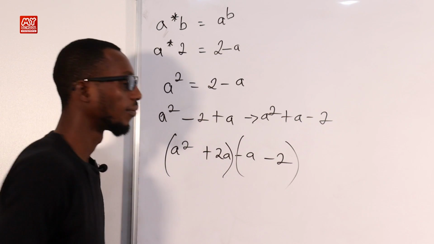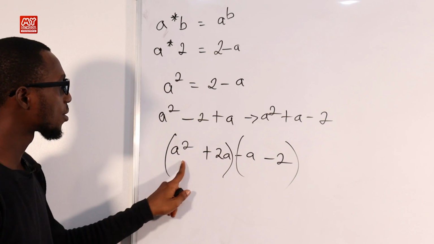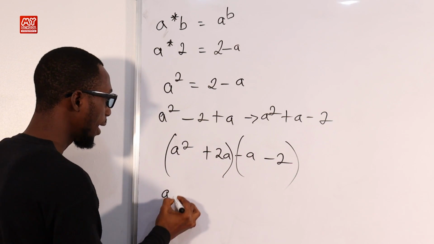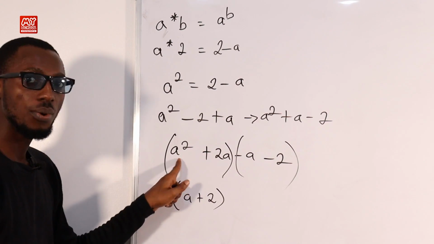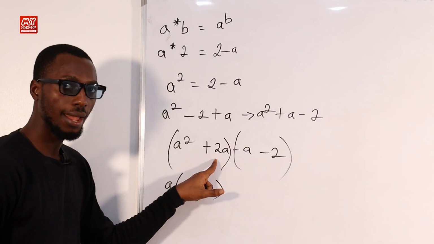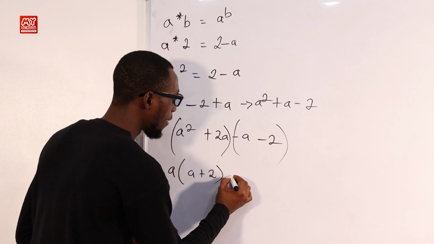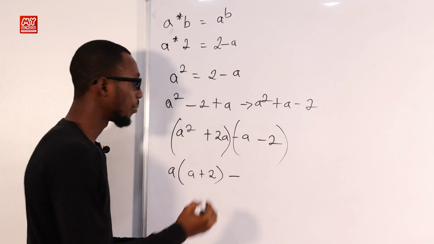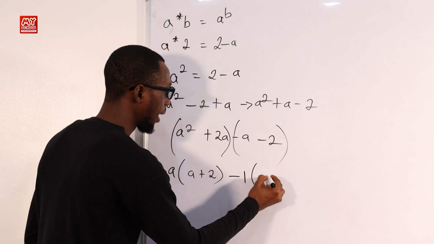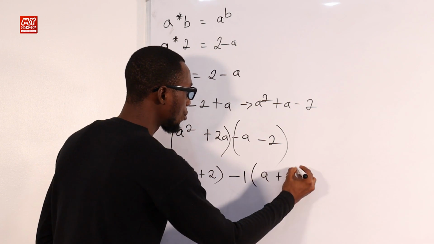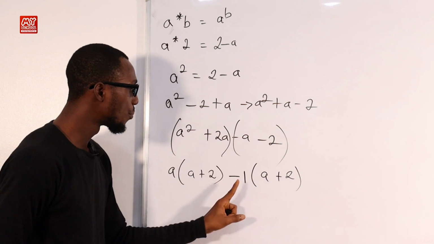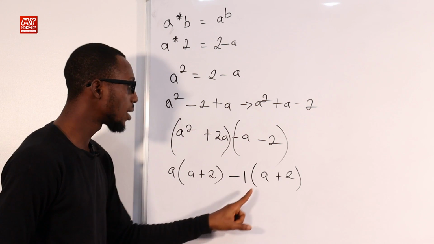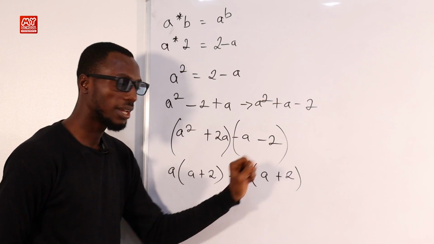All right, so in this bracket, what's common? We have a is common, so we have a into brackets a plus 2. a times a squared, a times 2, plus 2a. In the other bracket we have minus, what is common? We have 1 into brackets a plus 2, because minus 1 times a gives minus a, and minus times plus, minus 1 times 2 gives 2. Now we see it.